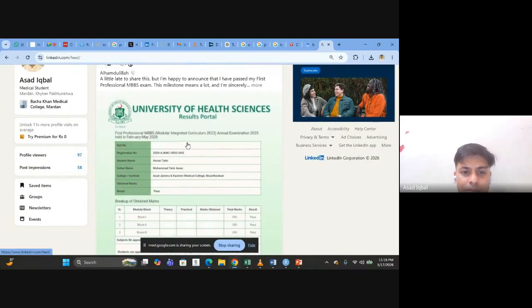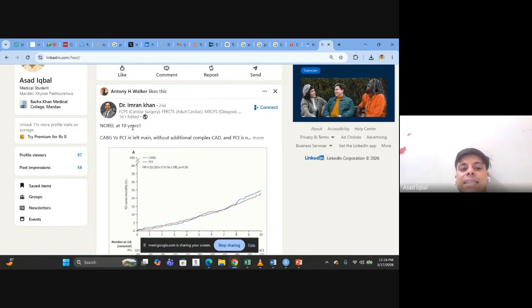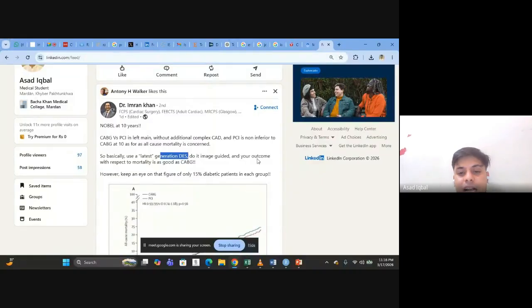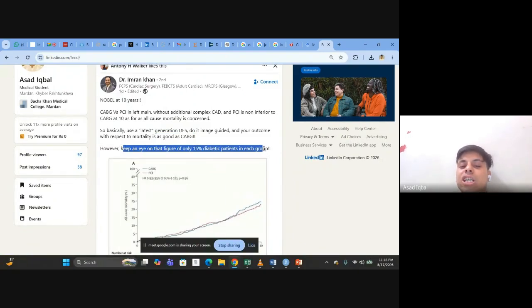You should follow them because this way you will have ideas. This is talking about a trial comparing CABG versus PCI in left main without additional complex CAD, and PCI is non-inferior to CABG at 10 years as far as all-cause mortality is concerned. So basically, use a latest generation drug eluting stent, do it image guided, and your outcome with respect to mortality is as good as CABG. However, keep an eye on that figure: only 15% diabetic patients in each group.